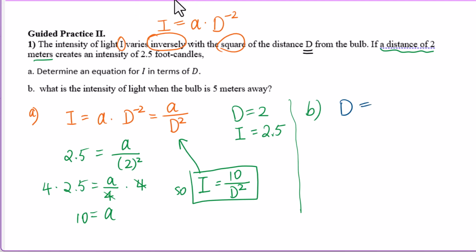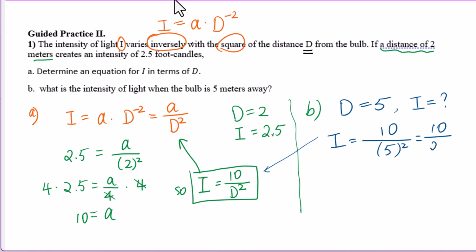When d equals 5, we are looking for this intensity. Plug back into this equation. I equals 10 over 5 squared equals 10 over 25 equals 0.4. So intensity of light is 0.4 when bulb is 5 meters away.